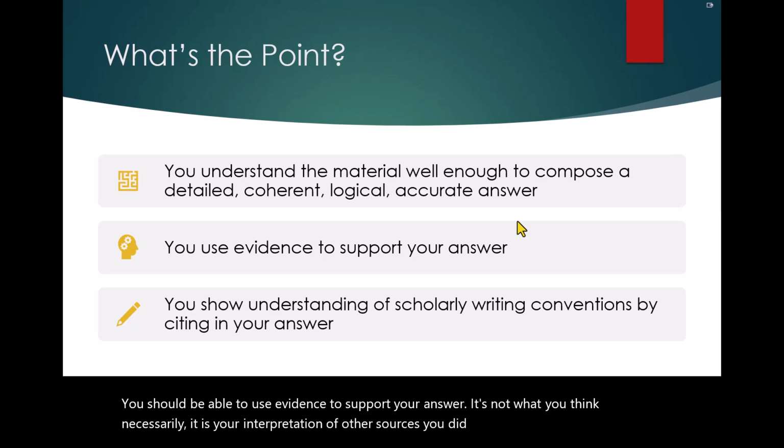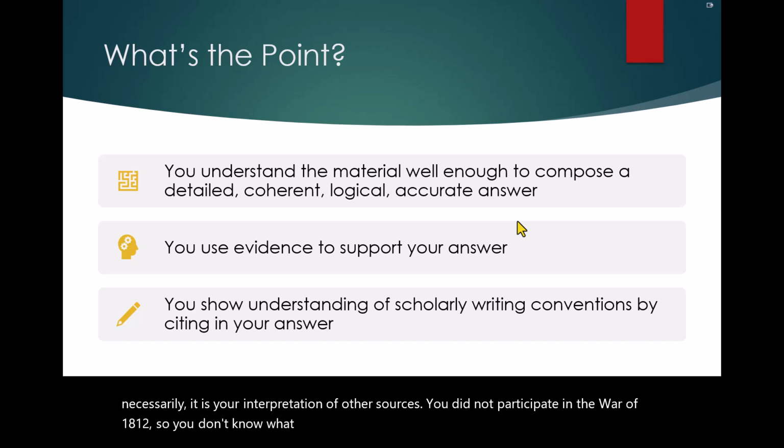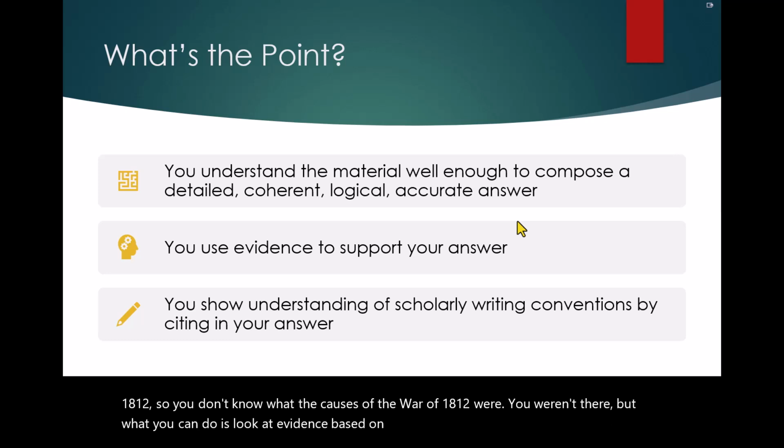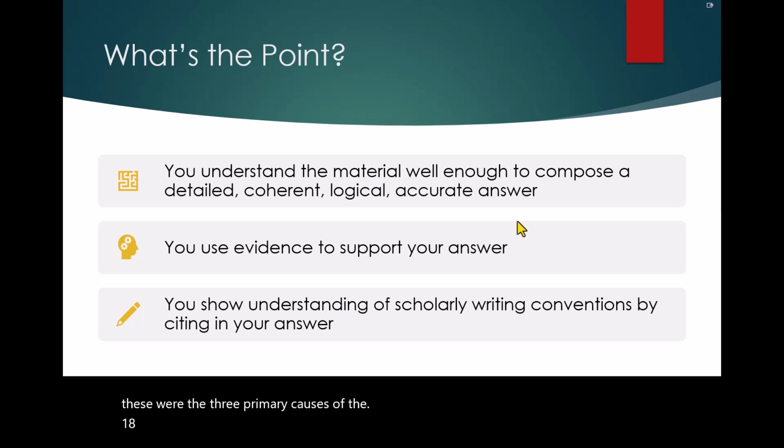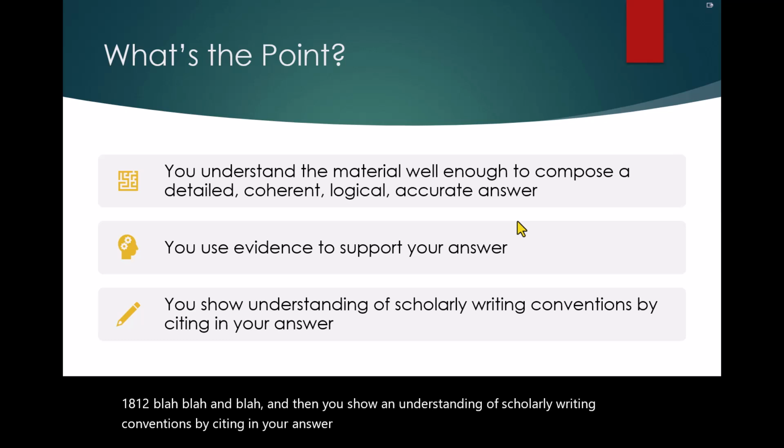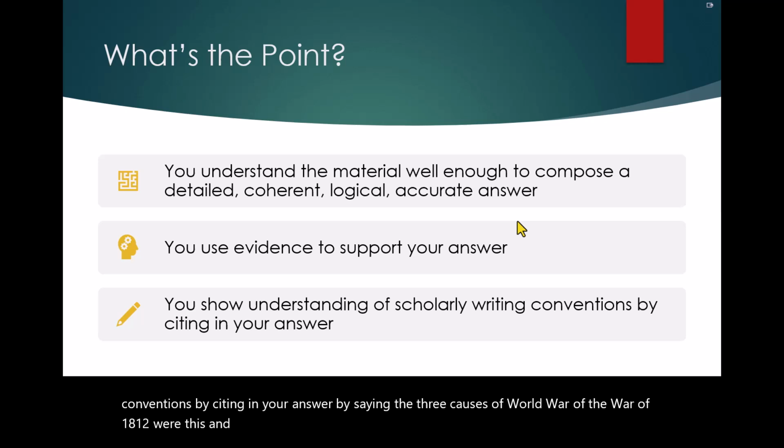You did not participate in the War of 1812, so you don't know what the causes of the War of 1812 were. You weren't there. But what you can do is look at evidence based on what scholars in the field have said to say, oh, these were the three primary causes of the War of 1812, and so on. And then you show an understanding of scholarly writing conventions by citing in your answer, by saying the three causes of the War of 1812 were this, this, and this, and then in parentheses, author's last name, comma, year, comma, page number.